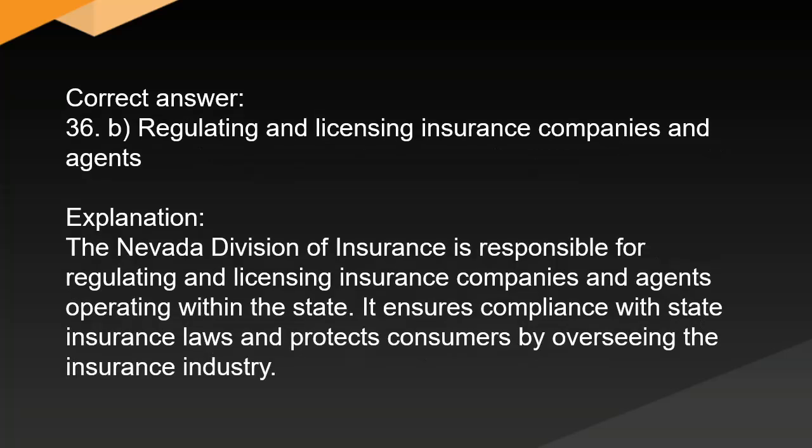Correct answer. B. Regulating and licensing insurance companies and agents. Explanation. The Nevada Division of Insurance is responsible for regulating and licensing insurance companies and agents operating within the state. It ensures compliance with state insurance laws and protects consumers by overseeing the insurance industry.